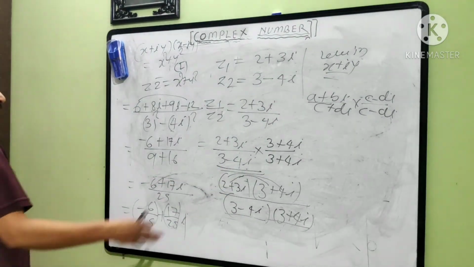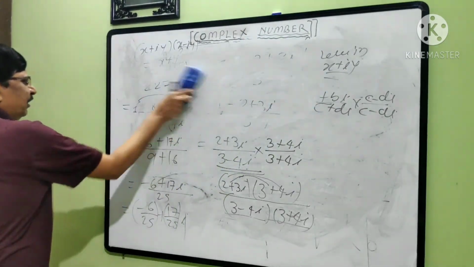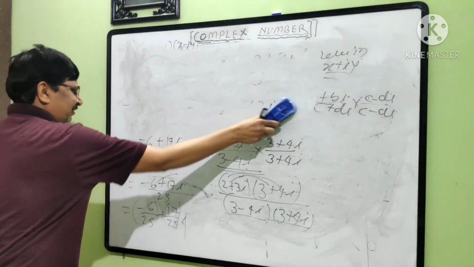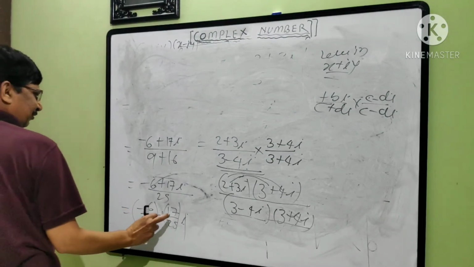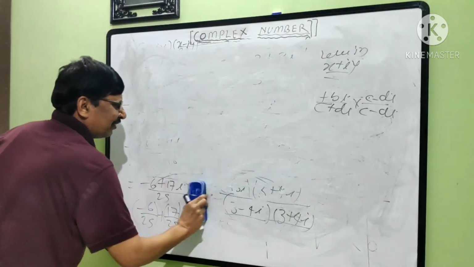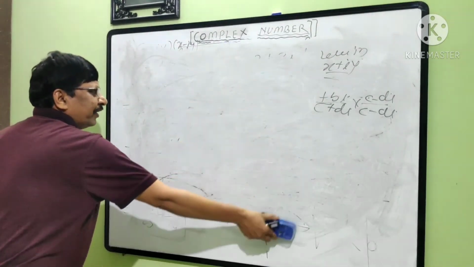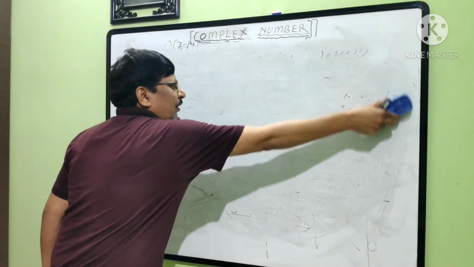And multiply the two terms in the numerator. Definitely you can separate the denominator and you will get which form? x plus iy. Means this is the x and this is the y. Means the real part and the imaginary part are separated. Okay. Now again do one division.